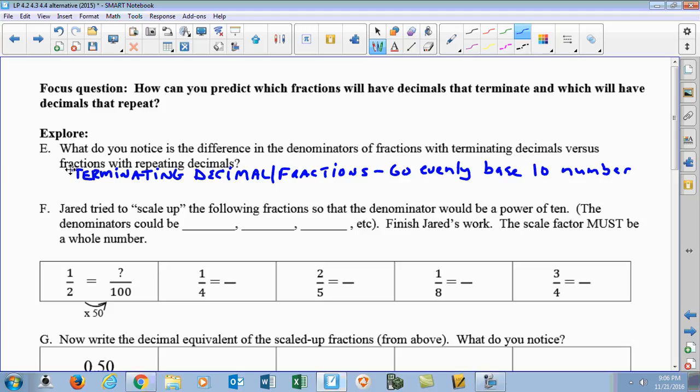In the non-repeating, non-terminating, so again, the top one was terminating decimals, repeating decimals. The terminating decimals can go evenly into the base 10 numbers. The repeating decimals, sorry about that, do not go evenly into the base 10 numbers.